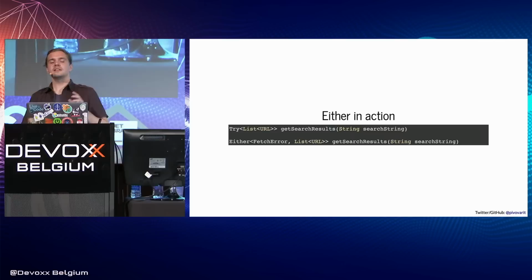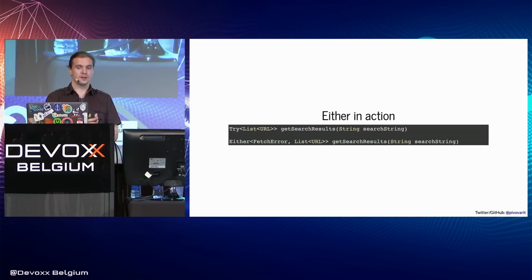So let's have a look at our initial example and rewrite it using Either. So far we had the getSearchResults that would return a Try of List of URLs. This Try could have either a list of URLs or an exception that got thrown along the way. But now we go for Either with our custom error object. So now it's the same method. It returns an Either, and it returns either a FetchError or a list of URLs.